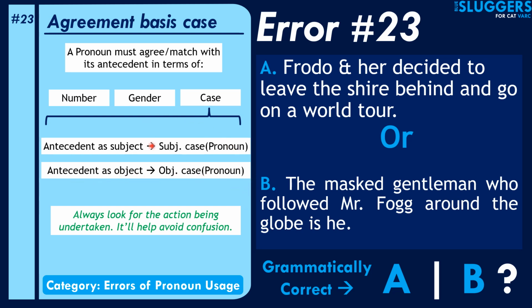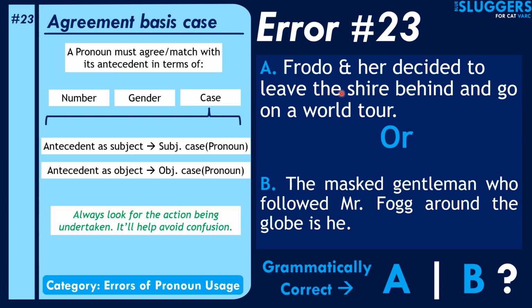Okay, enough repetition. So let's start with the sentences. First sentence says: Frodo and her decided to leave the Shire behind and go on a world tour. How do you decide whether an antecedent is subject or object? You look at the action being undertaken. Always look at what is the action being undertaken. Once you know what the action is, then you can figure out who's on the doing side of the action, who's the doer, that will be your subject, and who's on the other receiving side of the action, that will be your object.